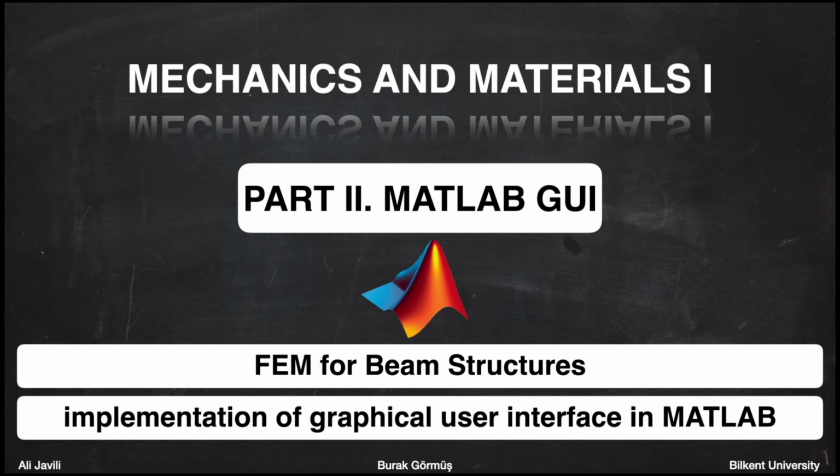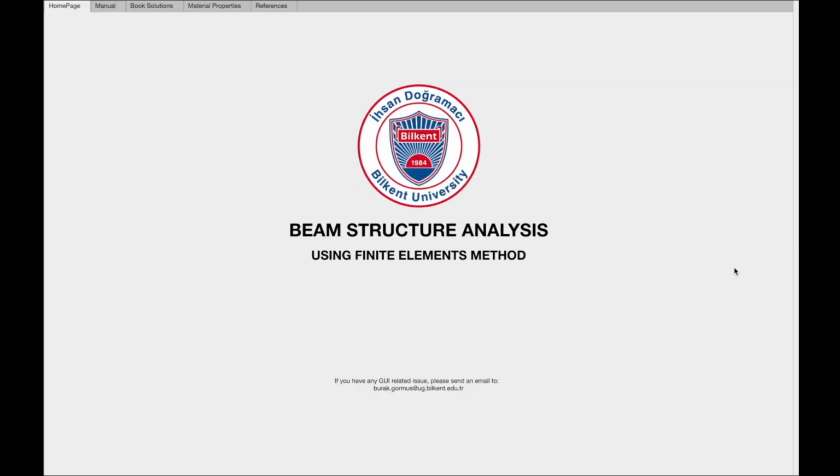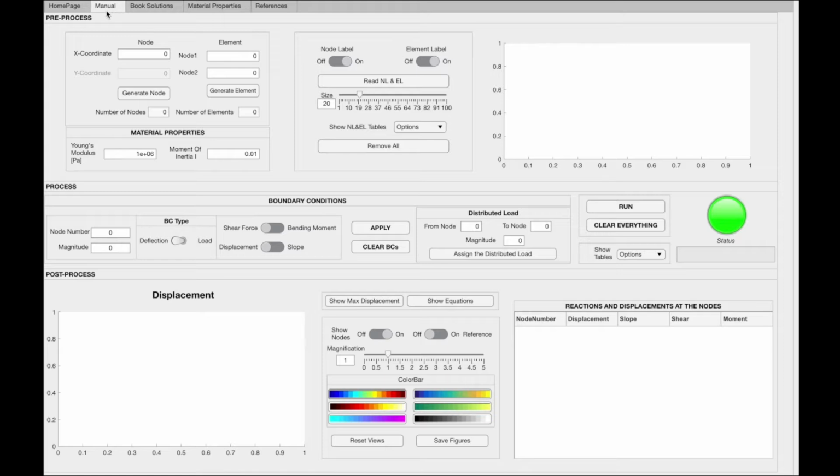This is Burak Görmüş, and in this video I will be explaining the MATLAB GUI that can be used to solve beam bending problems. When you open the app, you can see the homepage as shown here. In this GUI, there are 5 tabs. The first one is the homepage. The second one is the manual tab, where you can create your own beam geometries and analyze them.